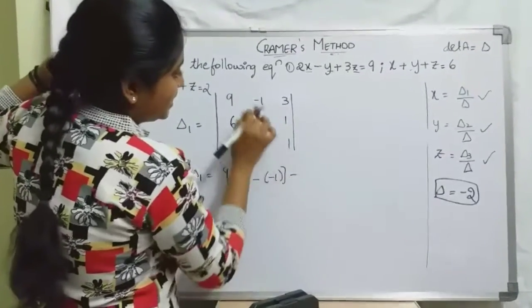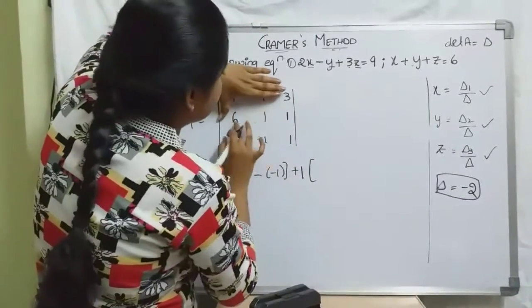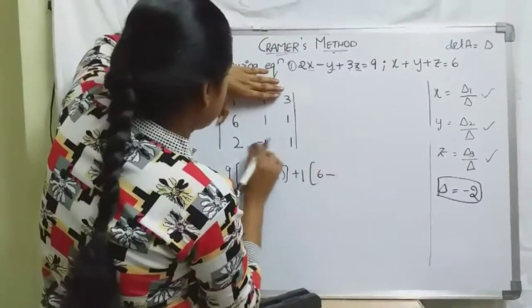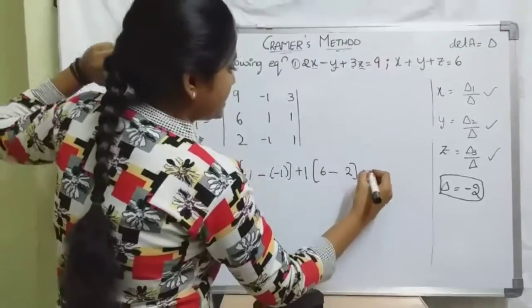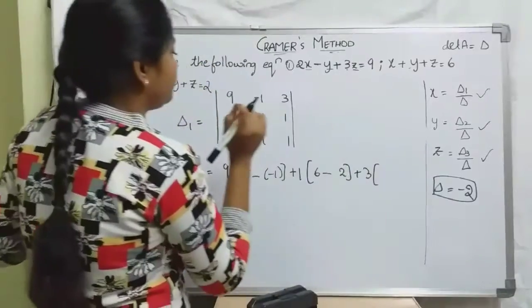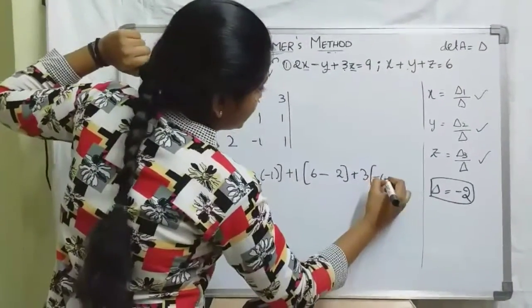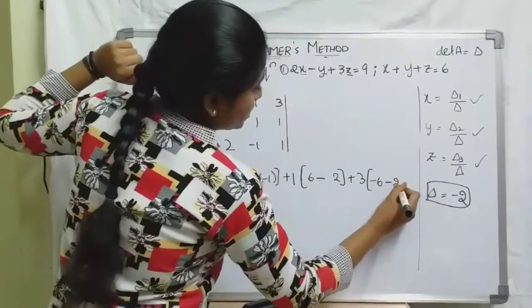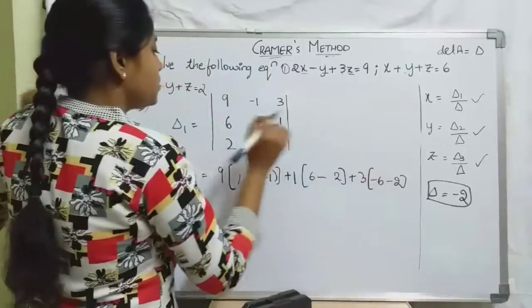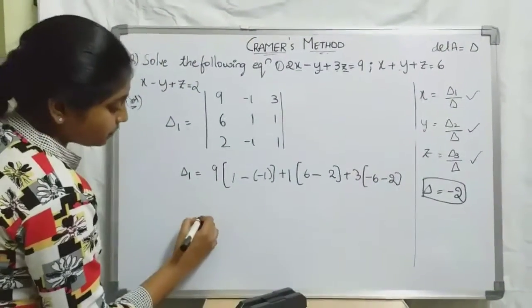minus into minus, it is plus again here, plus 1 into (6 into 1, that is 6, minus 2 into 1, that is 2), plus 3 into (6 into minus 1, that is minus 6, minus 2 into 1, that is minus 2), because we write the minus sign here. So 2 into 1 is 2 and it is minus. Okay.